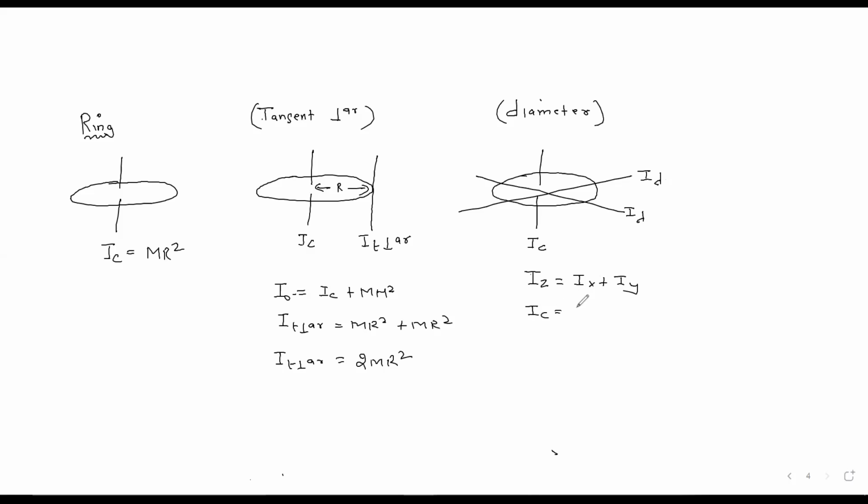IZ is IC, which will become ID plus ID. 2ID will become IC, so ID is going to become IC by 2. But IC is MR square by 2, which we know, it will come from here.